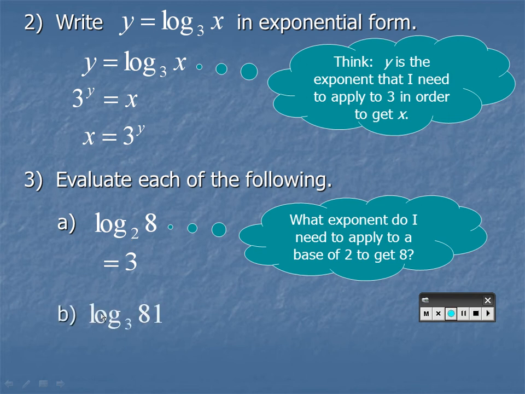Let's try another one. What exponent do I put on 3 to get 81? Well, 3 to the power 1 is 3. 3 to the power 2 is 9. 3 to the power 3 is 27. 3 to the power 4 is 81. So the exponent I put on 3 to get 81 is 4.